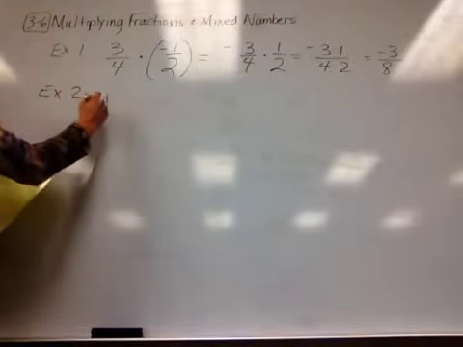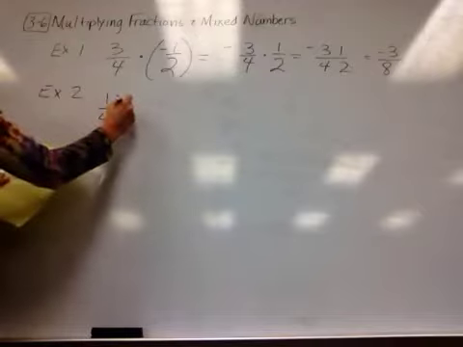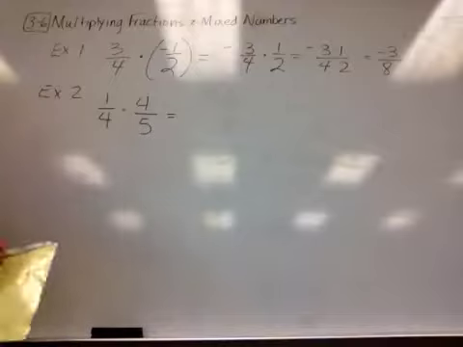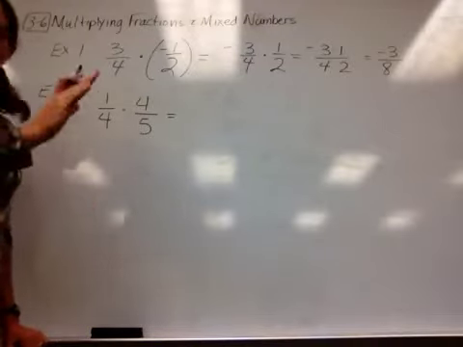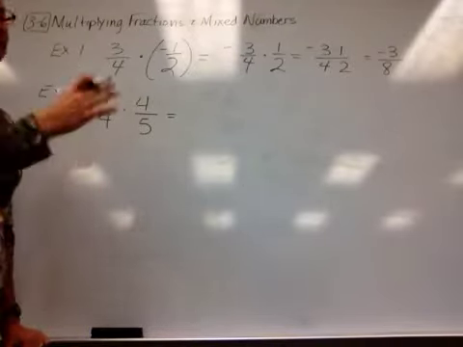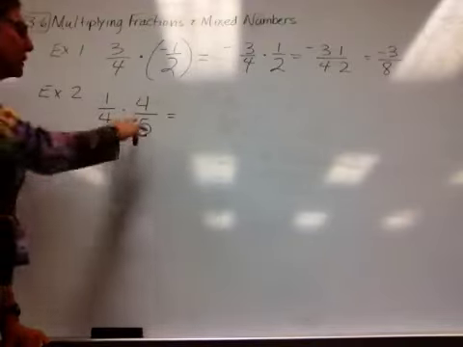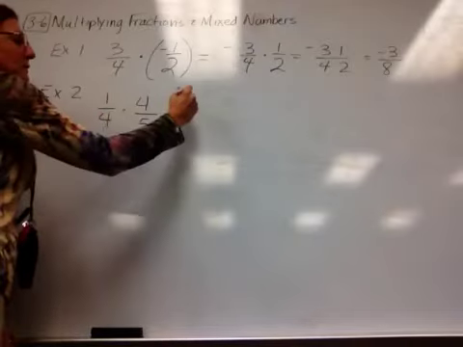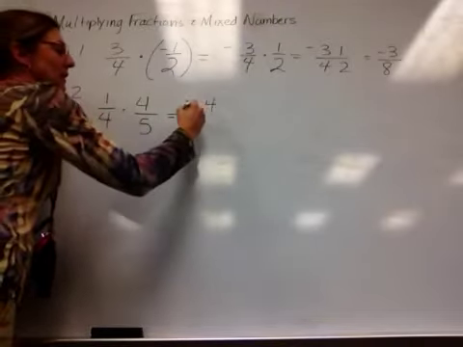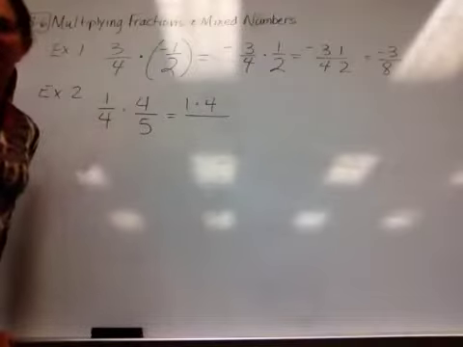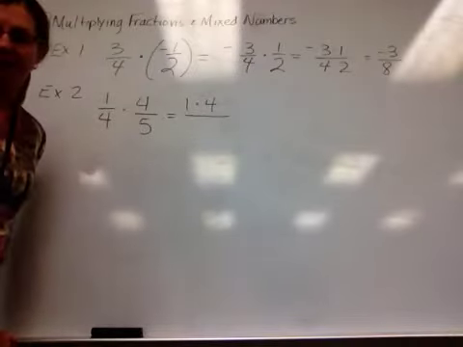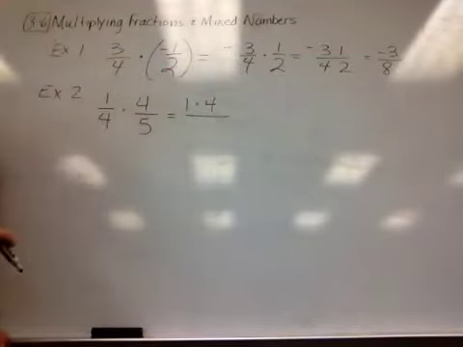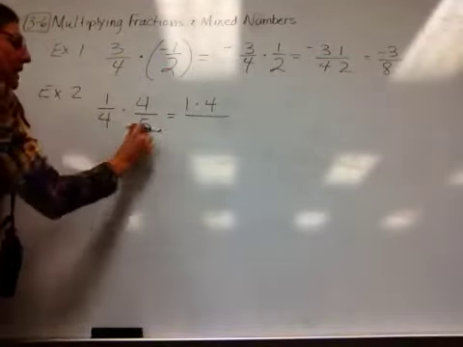Okay, so this time I have 1/4 times 4/5. Now, I just went with 2 positives, so the answer is going to be positive. I just wanted to get one of those out there just so you could see a negative times a positive. So the answer is going to be positive. But now when we look at this, we're going to write this as 1 times 4, because when you're multiplying, you multiply straight across, numerators and denominators. And I guess I could have said that up there. I didn't. But I think you guys know that we multiply straight across. Numerator times numerator, denominator times denominator.